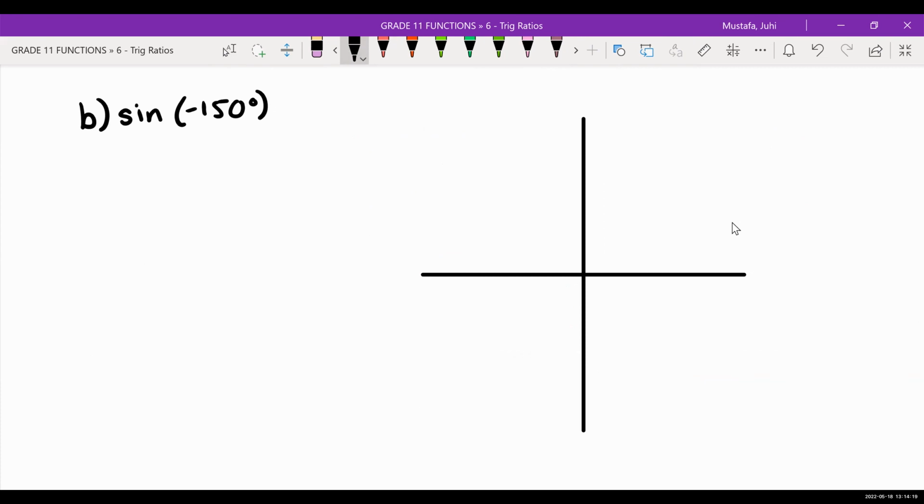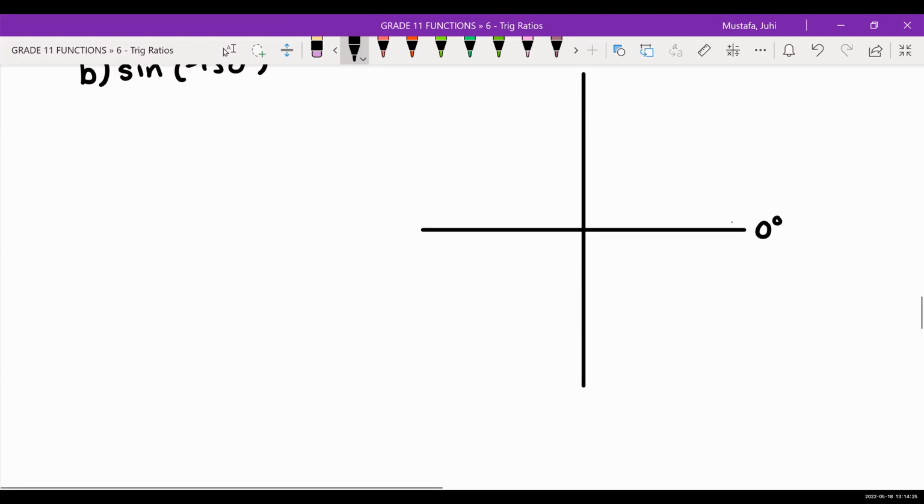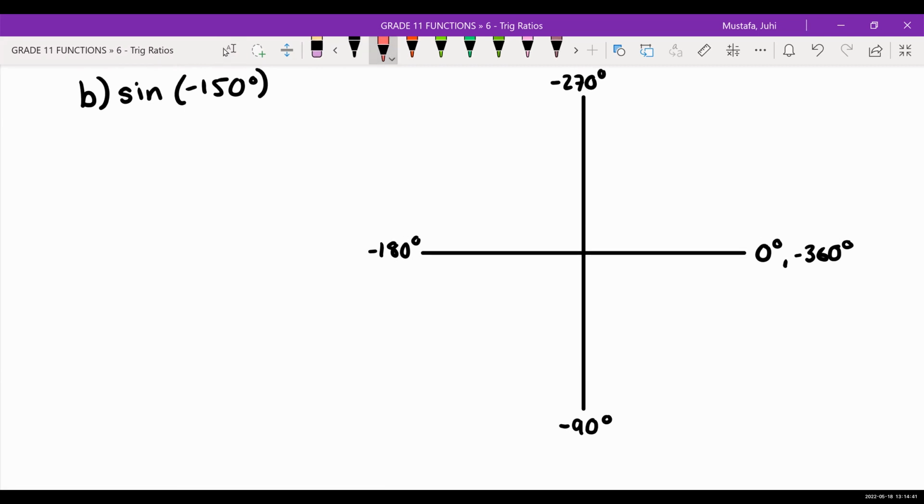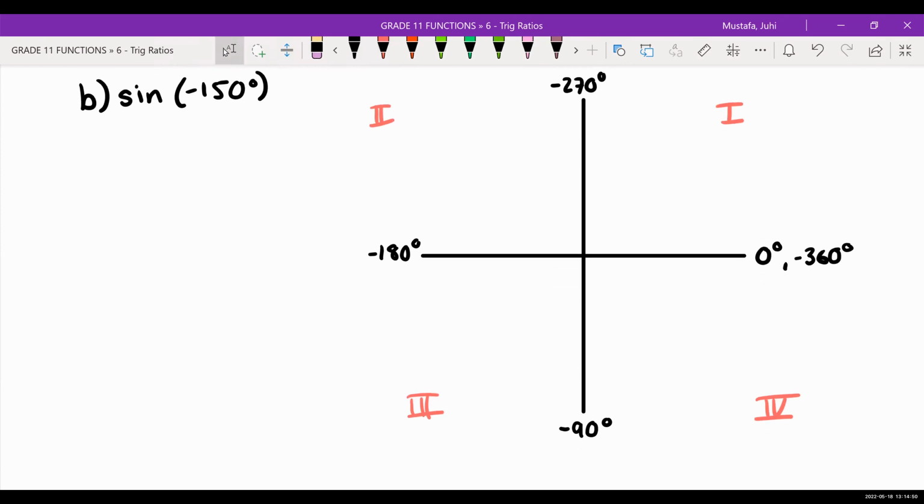Okay, so to remind you, when you have a negative angle, what that means is when you're labeling your axes, you have to go in a clockwise direction. So you're going to go 0, negative 90, negative 180, negative 270, negative 360 degrees. But the quadrants don't change. So this is still quadrant 1, this is quadrant 2, this is quadrant 3, and this is quadrant 4. So when you encounter a negative angle, the only thing you have to remember is the angle is drawn in the other direction. Other than that, everything else stays the same. Which quadrant are we going to be drawing negative 150 in? Quadrant 3. Yep.